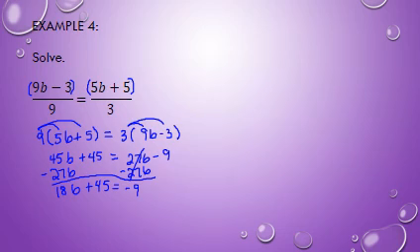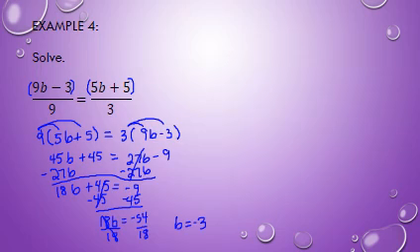Now to get rid of the plus 45, we need to subtract 45 on both sides. Okay, those are going to cancel out. That gives us 18b equals, and then a negative 9 minus 45 gives us a negative 54. And then we're going to divide by 18 on both sides. Those are going to cancel out, and b equals negative 3.